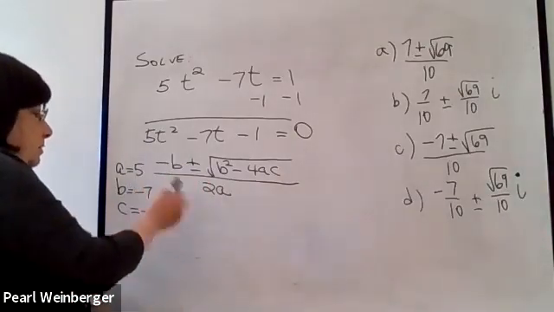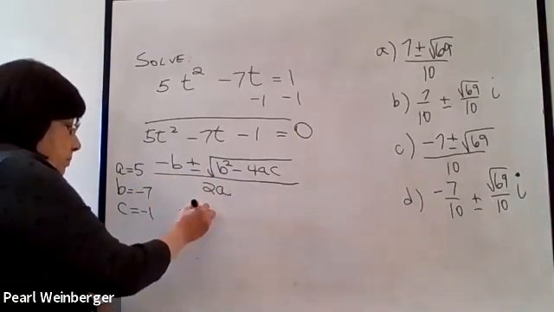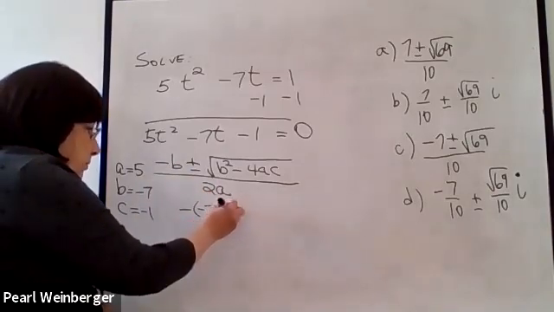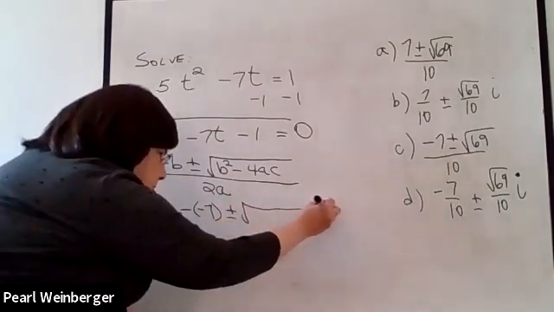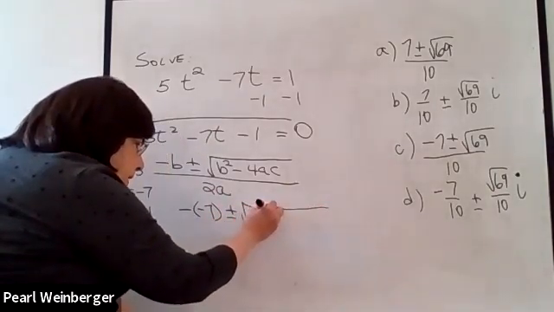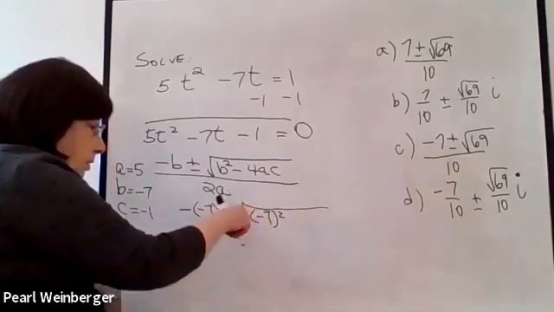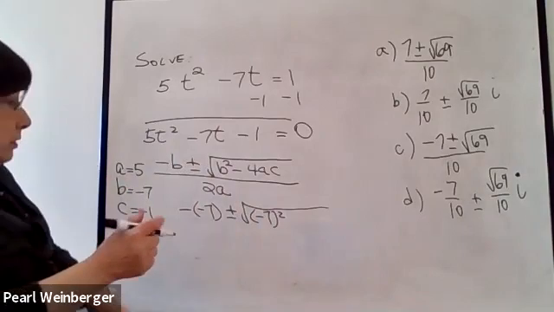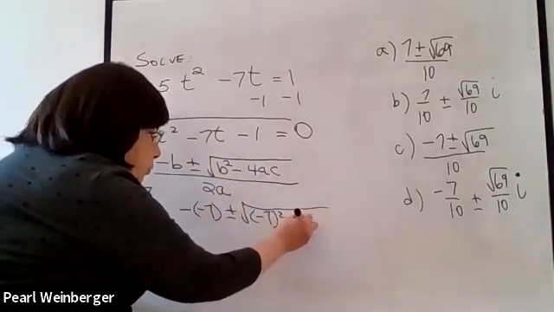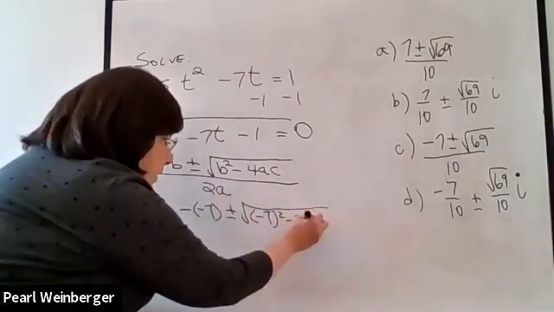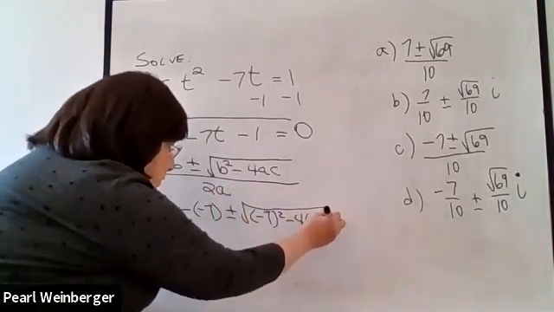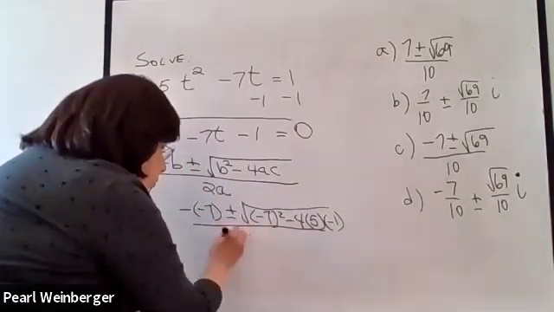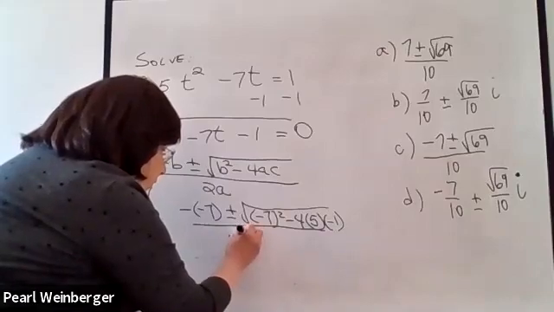So if I stick in these numbers, I'm going to have negative, that's my B, negative 7, plus or minus the square root of negative 7 squared. Notice I'm putting all of these numbers in parentheses in place of the letters, minus 4 times A, which is 5, times C, which is negative 1, all over 2 times 5.